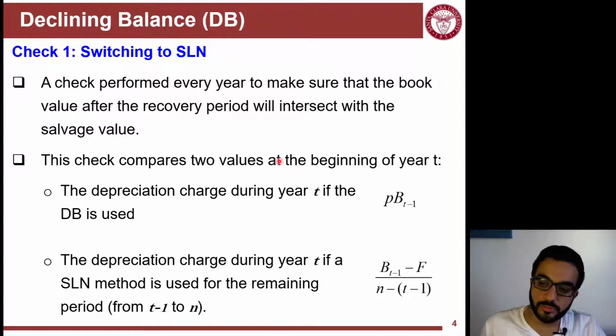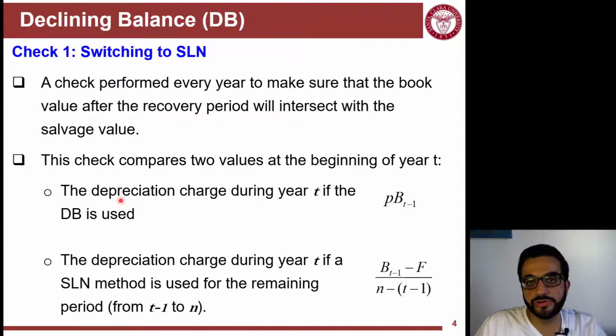The first value I will calculate is the regular depreciation charge if I follow the declining balance, which is equal to P times BT minus 1. That's the very basic formula for calculating DT. The depreciation in a year is equal to the depreciation rate times the book value at the end of the previous year, or at the beginning of this year. This is the first value to calculate.